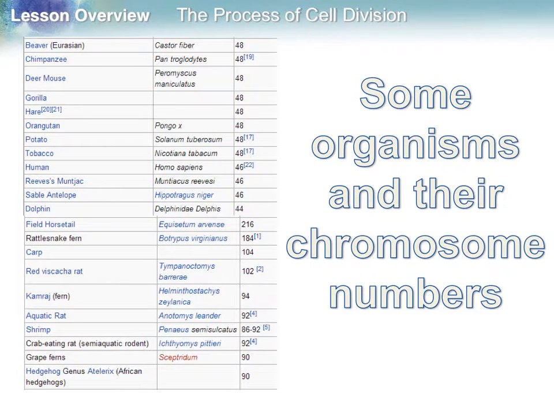This chart is showing us that organisms have different numbers of chromosomes. Humans have 46 chromosomes, and some organisms, like a field horsetail, which is a plant, have 216 chromosomes. So we have a wide range of numbers of chromosomes in different kinds of organisms.